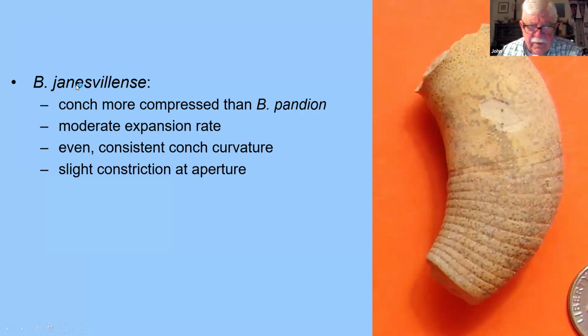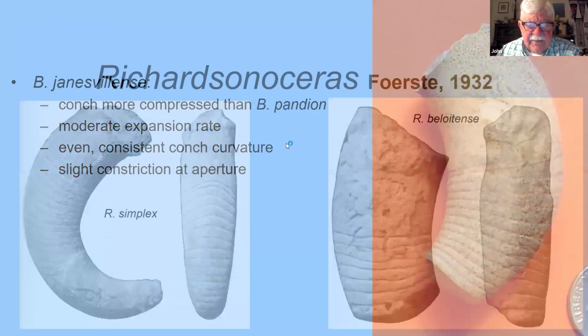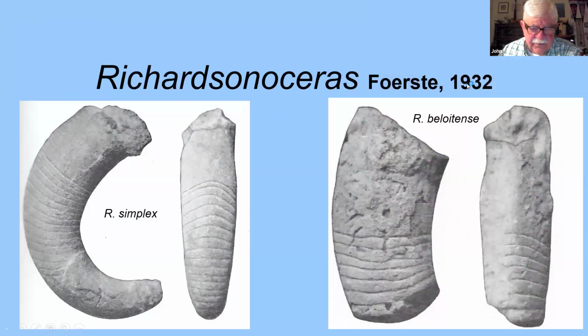And here's the newest one, Bloedoceras jamesvalense. First, they erected this in I think the 1930s, quite a ways away from the others. More compressed than Pandion. It looks kind of like Pandion, but it's more curved, more compressed, constant curvature, slight constriction at the aperture, very slight. And then there's Richardsonoceras, first in 1932. These are probably the largest of the common oncocerids. Simplex and Bloedense are the only two.